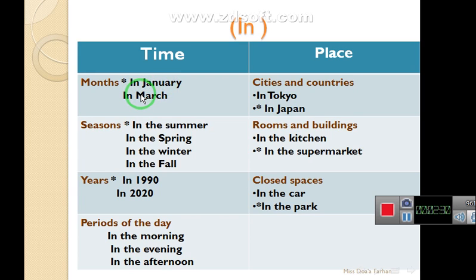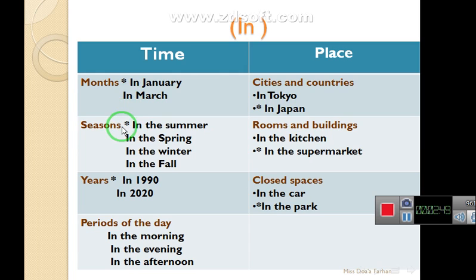The second one in March. March معناها مارس, كمان يعتبر شهر, فعشان كده استخدمنا قبل in. I can say in April, in October, in December. You know that we have 12 months in the year. معنا 12 شهر في السنة, كلهم لازم نستخدم قبلهم the preposition in.